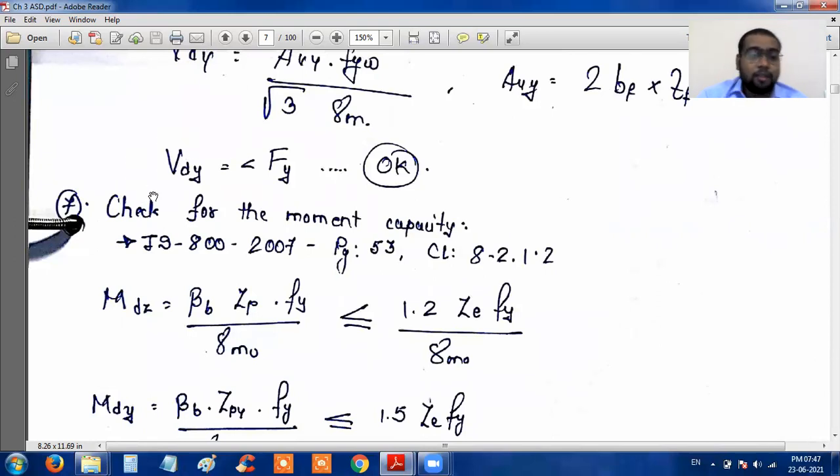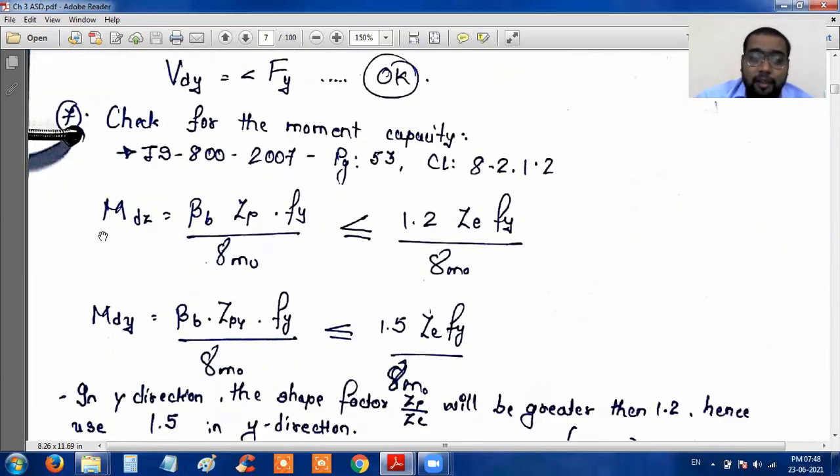Then after that, check for the moment capacity. For the moment capacity check, IS 800:2007, page number 53, clause number 8.2.1.2. Mdz means the moment capacity in the Z direction, Beta b Zpz into Fy upon gamma m0. Gamma m0 is the partial safety factor, Fy is the yield stress, Zp is the plastic section modulus, and beta b is a factor.